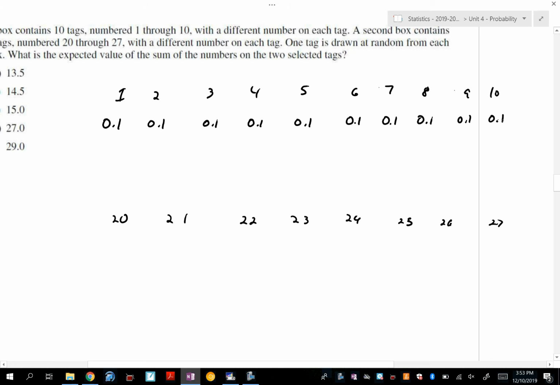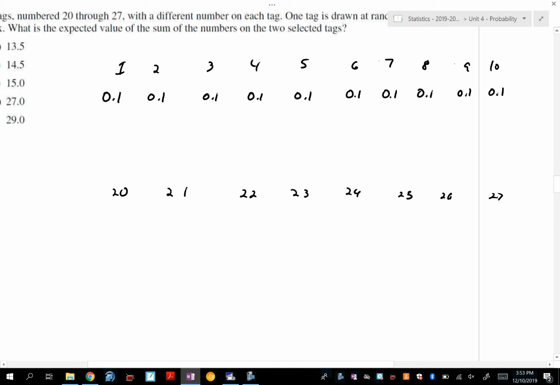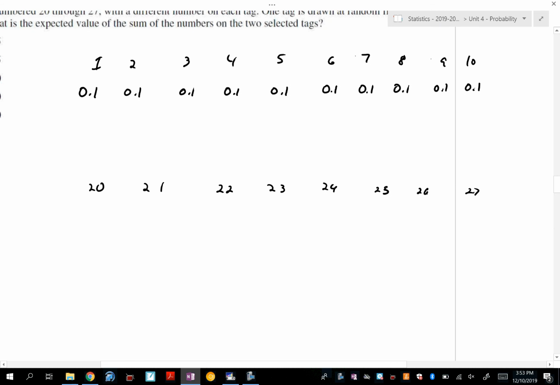What about the second box? I pull out one of these. I believe there's 8 of them. There's 8 of them, which is 0.125. 0.125, please. If you use 13, you'll get it wrong. If you put 12, you also get it wrong. That's why it's 1, 2, and 5.